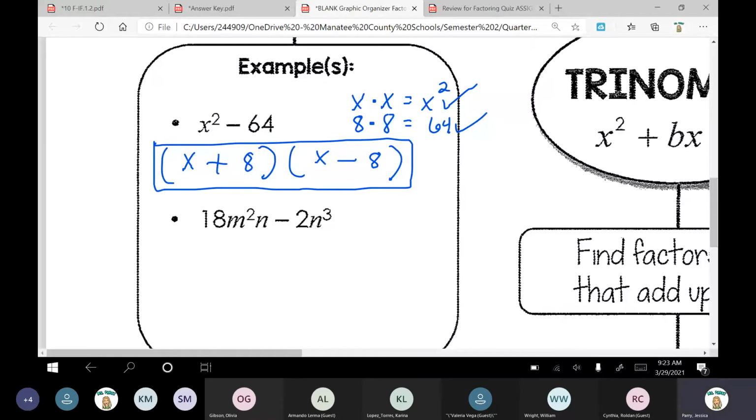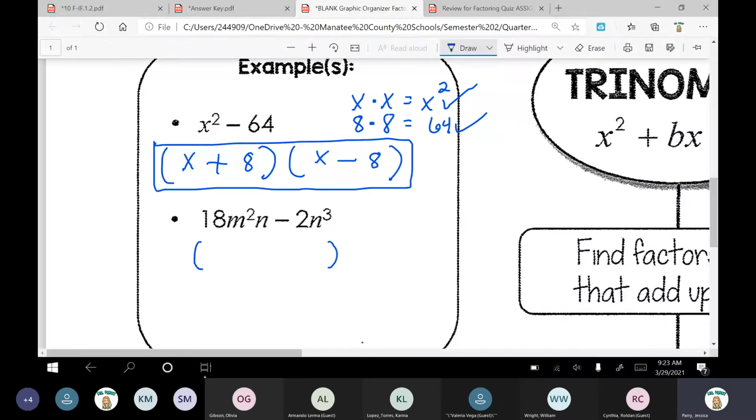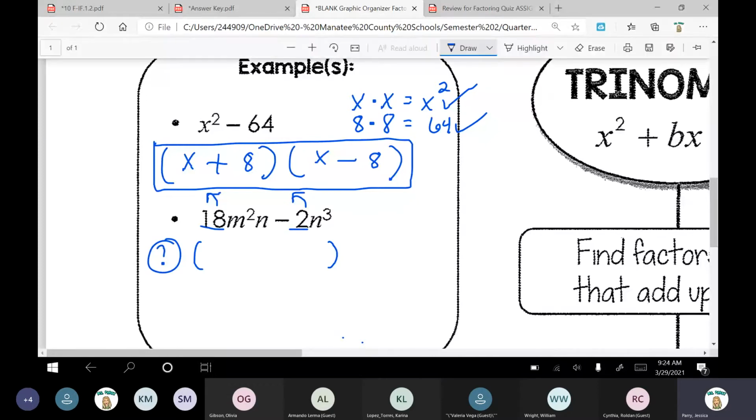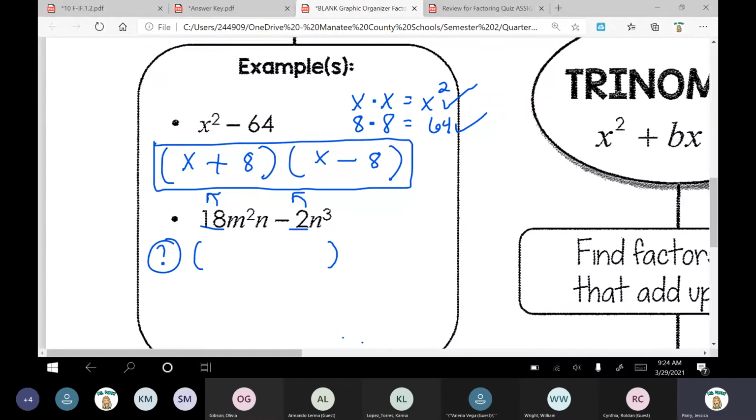Okay, let's do another example. This one here, we're going to first need to look for a GCF, greatest common factor. So let's first factor something out. Looking at just our numbers, the coefficient, what can I factor out here? 18 divided by what? And negative 2 divided by what? What's the biggest number I can factor out here? The biggest number, or the GCF, greatest common factor.